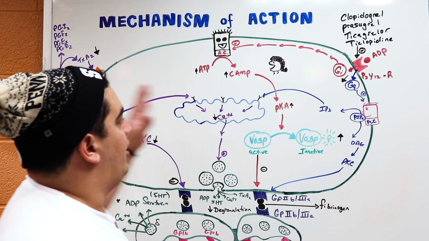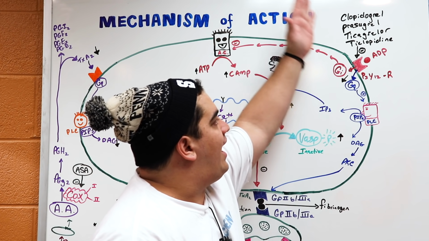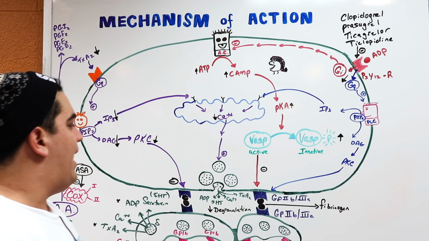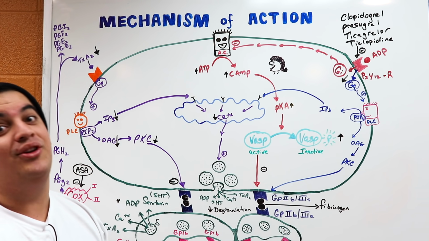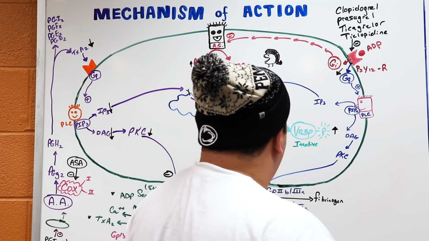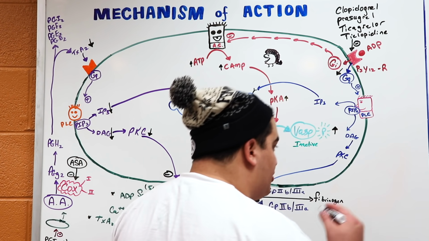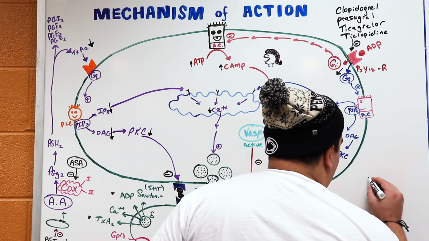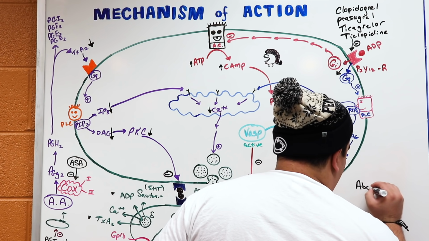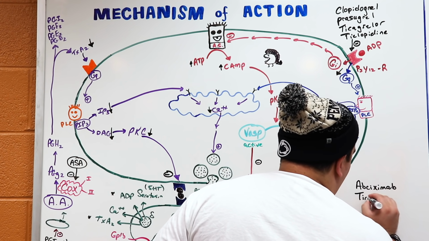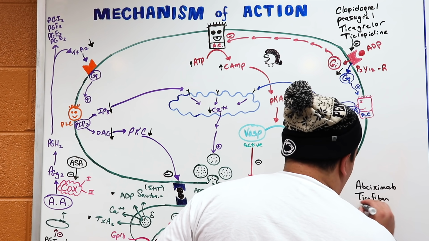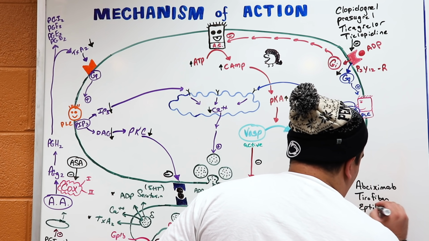So we have aspirin, we have Clopidogrel, Prasugrel, Ticagrelor, Ticlopidine. What else do we have? What if we had something that directly bound and blocked these guys? We do. We do, guys. So what are these drugs that inhibit these? They're GP2BA3A inhibitors. So things like Abciximab, Tirofiban, and Eptifibatide.